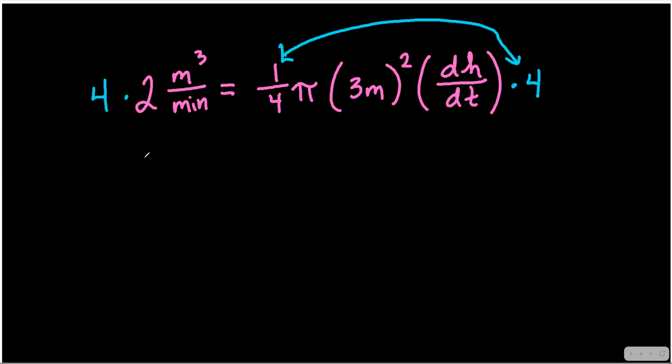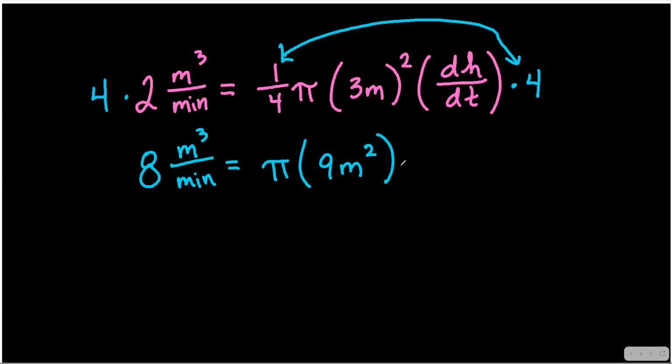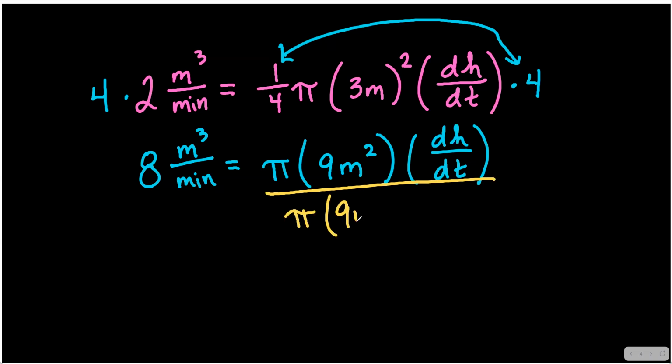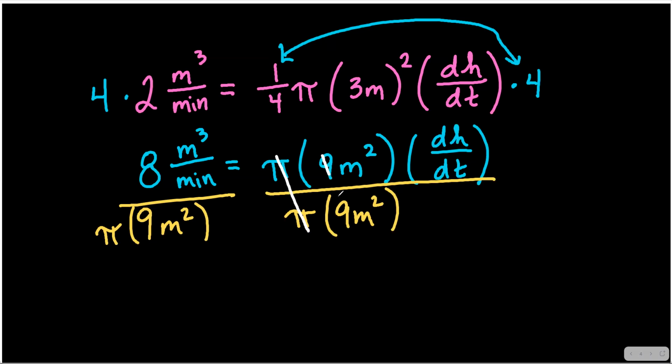And I'm going to get 4 times 2, which is 8 meters cubed per minute. 1/4 and the 4 reduce, so it's going to leave me pi. I'm going to go ahead and square this. So I've got 9 meters squared. And I still have my dh dt. Now, how do I get dh dt by itself? Well, here's where we're going to divide by the pi, 9 meters squared, on both sides. So over here, we can see the pi is going to reduce, the 9 is going to reduce, the meter squared is going to reduce. I now have my dh dt by itself.